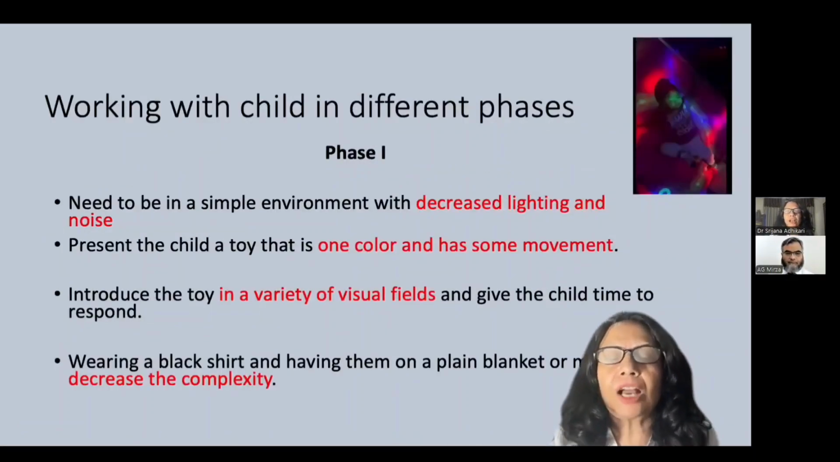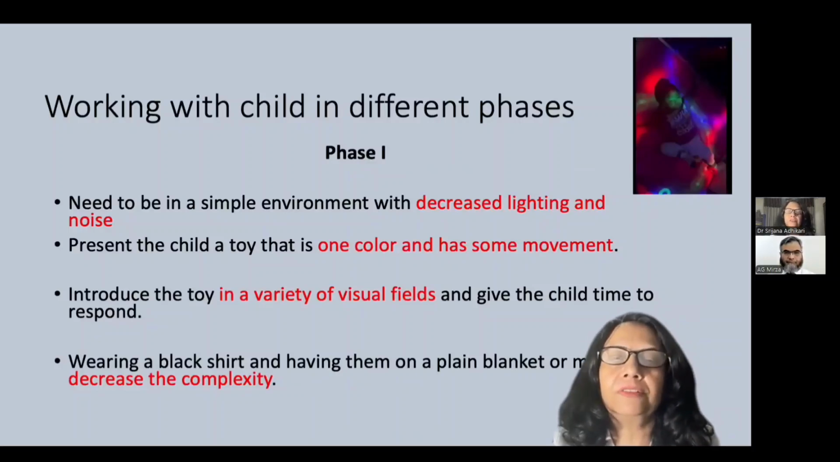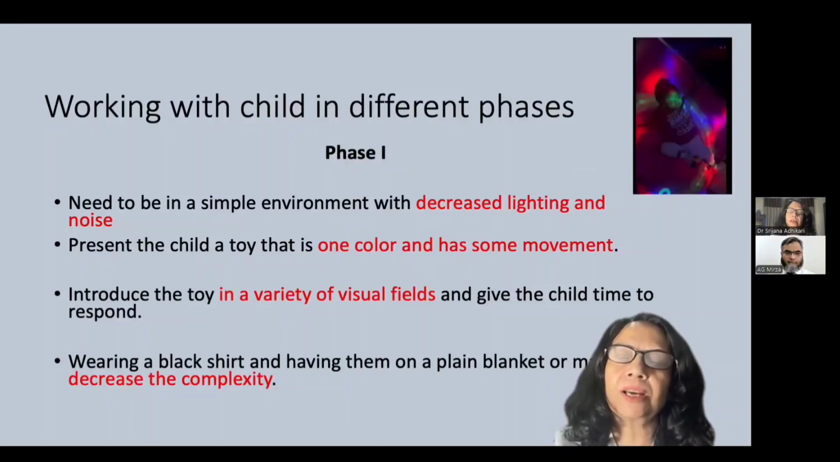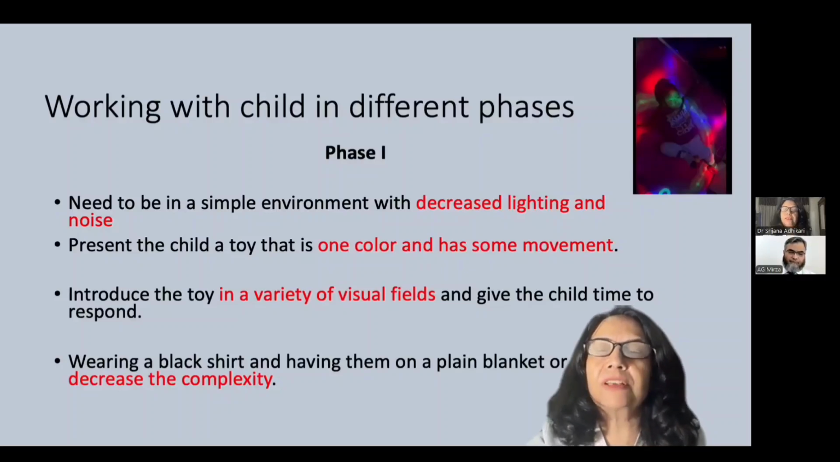Now, how do we work with children in the different phases? In phase 1, the severe phase, the children given visual rehabilitation should be in a simple environment with decreased lighting and noise. Present a toy that is one color and has some movement. Introduce the toy in a variety of visual fields and give the child time to respond. Have them wear a black shirt and sit on a plain blanket to decrease the complexity.